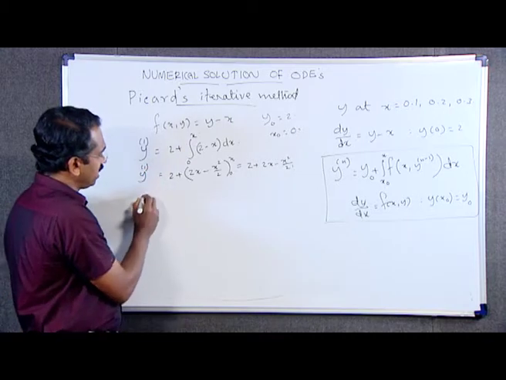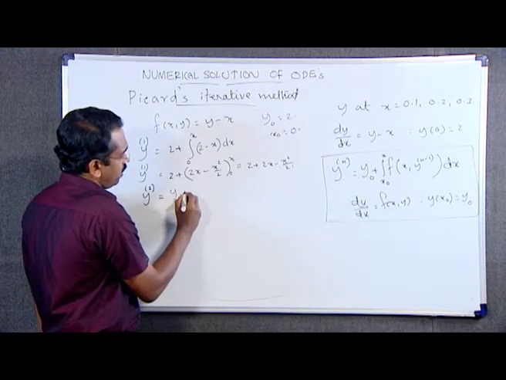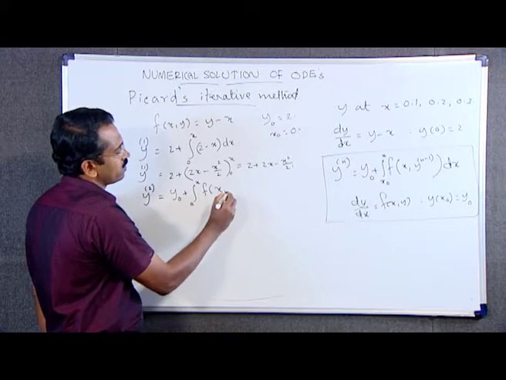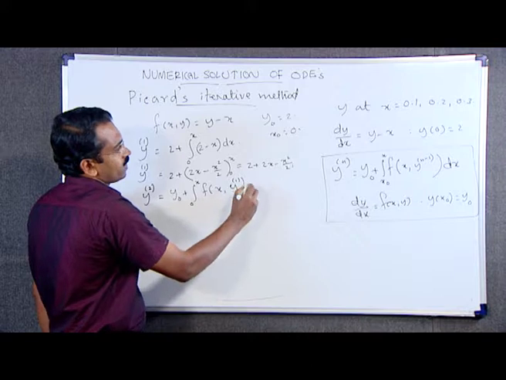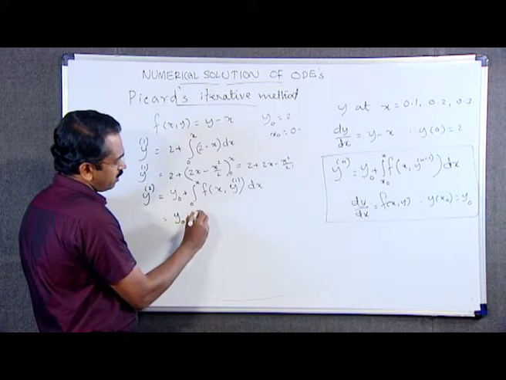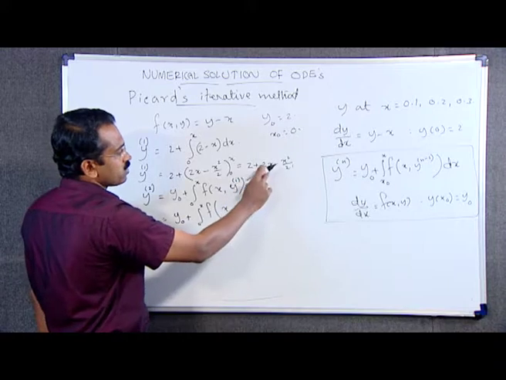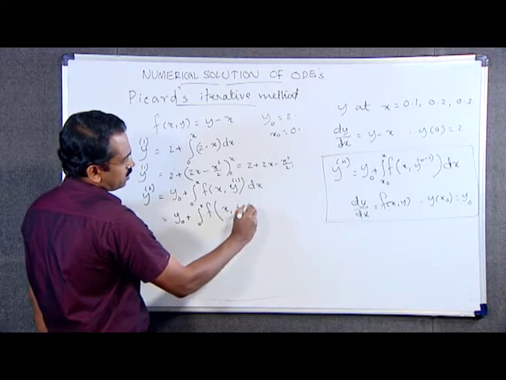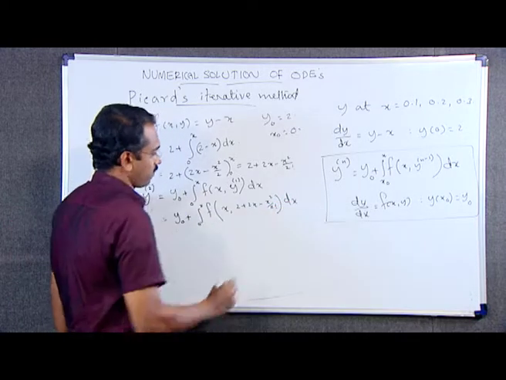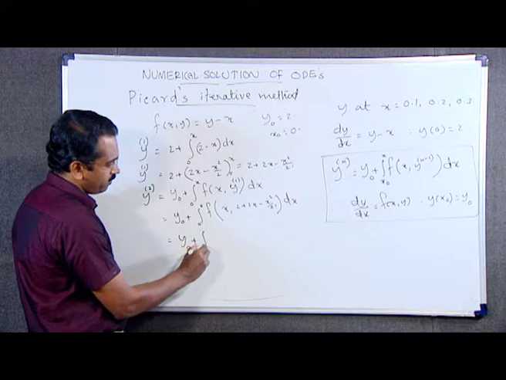In a similar manner, we can write the second approximation y 2 as y naught plus the integral from x naught to x, where x naught is 0, of f of x, y 1 dx. That is equal to y naught plus the integral from 0 to x of f of x comma y 1, which is 2 plus 2x minus x square by 2 factorial, dx. This is equal to y naught plus the integral from 0 to x.